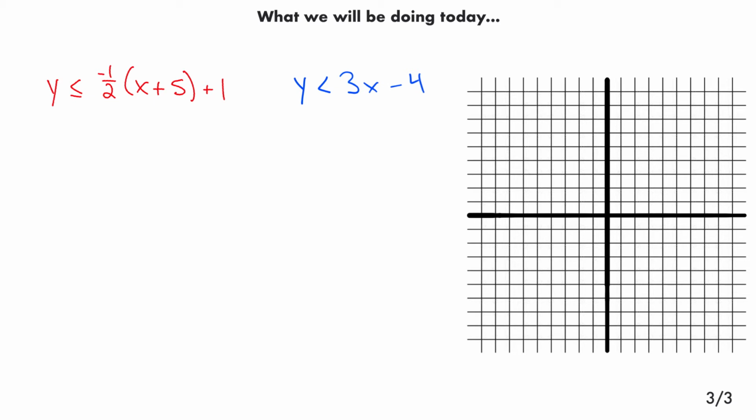First, I'm going to graph the red inequality. I'm going to go left 5 and up 1. That's right here. The slope is negative 1 over 2. So from this, I'm going to go down 1, right 2, and repeat, and so on and so forth. The inequality is a less than or equal to symbol. It is underlined. That means that this line is going to be solid. So I connect my dots with a solid line.